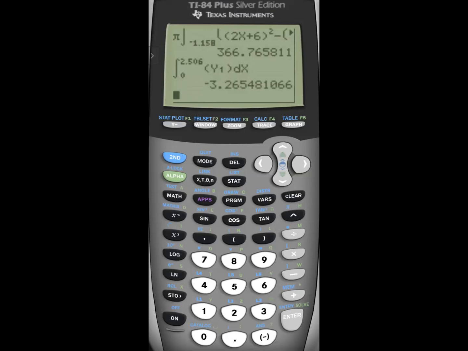3.26. That's the distance. You can put a negative. It actually doesn't matter if you put positive or negative. Okay, so they'll take it as that. That's the distance away from our origin.